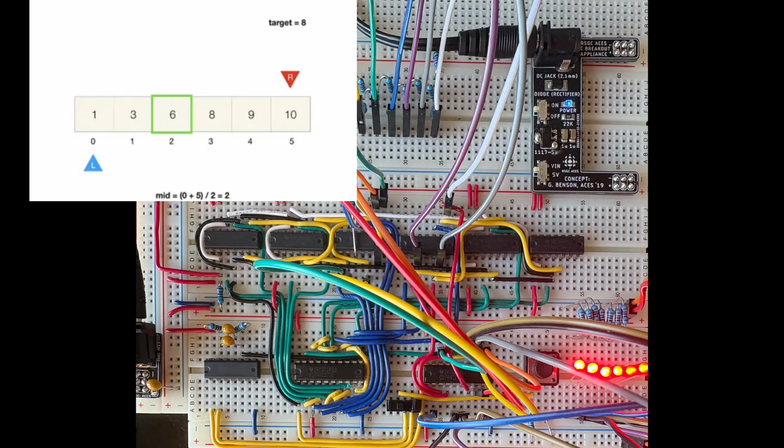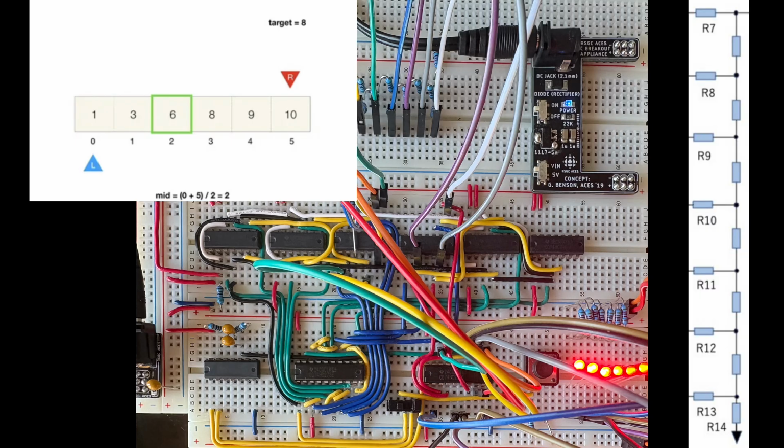Once a conversion begins, the SAR logic performs a binary search to determine the digital value of the input voltage. Starting with the most significant bit, the circuit temporarily sets a bit and generates the corresponding voltage using the R2R ladder DAC. The comparator then determines whether this trial voltage is higher or lower than the sampled input voltage. Based on this comparison, the circuit either keeps the bit set or clears it before moving on to the next bit. This process repeats until all 7 bits have been evaluated.